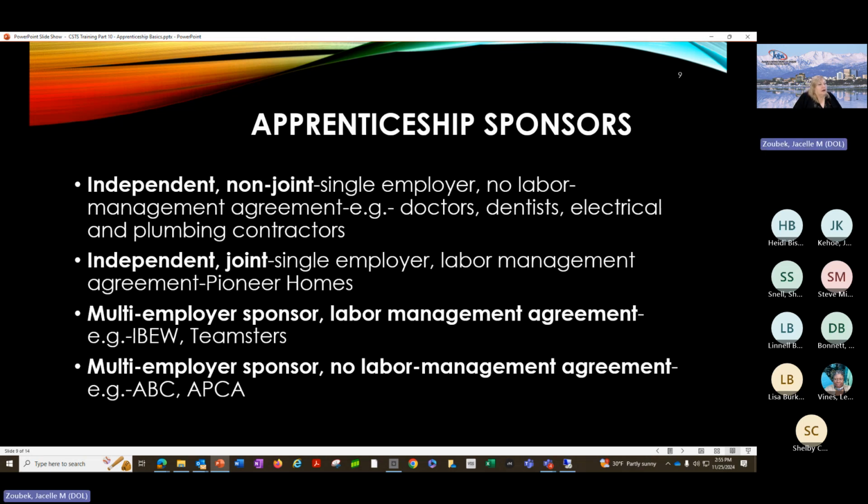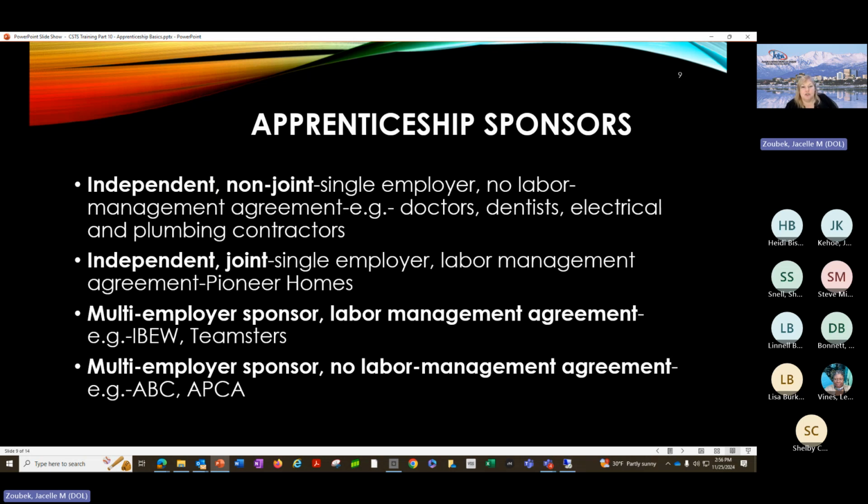Okay. Here's the different types of apprenticeship sponsors. We have independent non-joint. These are single employers. There's no labor management agreement. This could be a doctor's office, a dentist's office, an electrical or plumbing contractor, an optometrist's office. So there's quite a few different ones. Chiropractor. I mean, there's lots of them that are independent, and they sign up with USDOL as the employer and the sponsor. We call them employer sponsors or INJ.